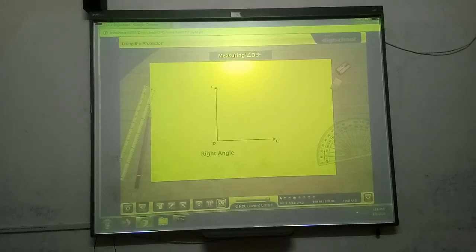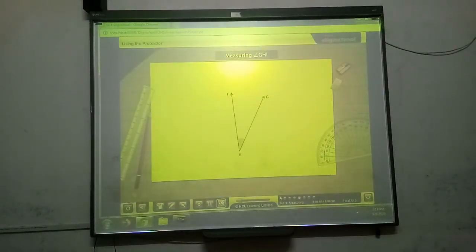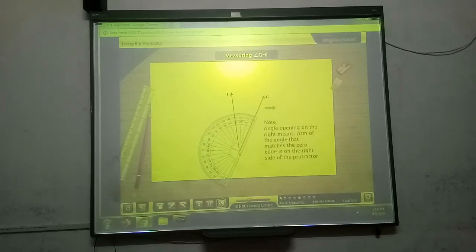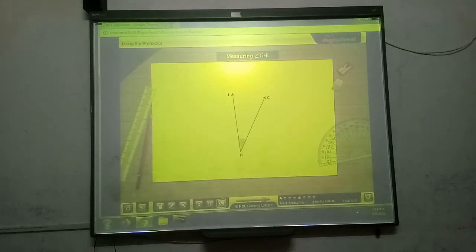Let us now look at some more angles and try to measure them. First, let us find the angle GHI. Place the center mark of the protractor at the vertex of the angle that is represented by point H. The zero edge must be in line with HG. As this angle opens to the right side, we must use the lower row. Start to read from 0 of the lower row markings. Read the number in the lower row where the arm HI meets the protractor. It shows 30. So the angle GHI is 30 degrees. This is an acute angle as it is lesser than 90 degrees.